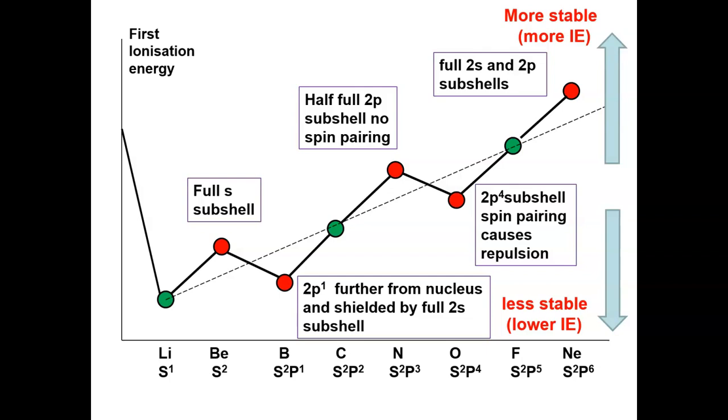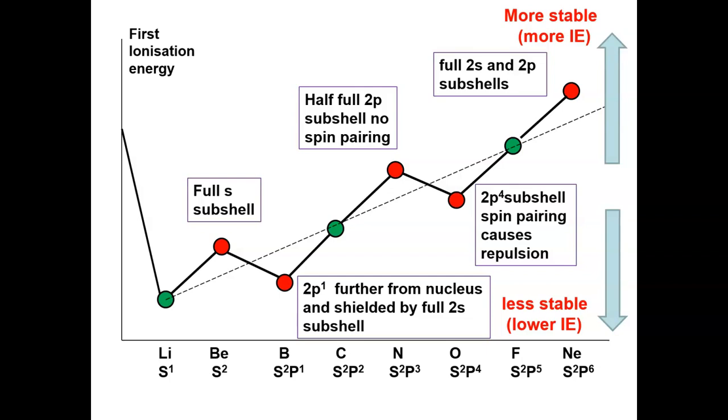Well, the 2p1, the first electron, is further from the nucleus. Remember the electron in box picture, it's slightly further out. It's also shielded by the full 2s subshell that's in the same electron shell or energy level. So this idea of a shell shielding an outer one reduces the ionization, whereas a full shell increases the ionization. So basically, if we get a higher than expected value, then we've got a more stable electron arrangement. A lower than expected value, then we've got a less stable electron arrangement.